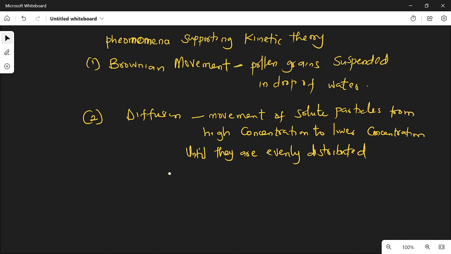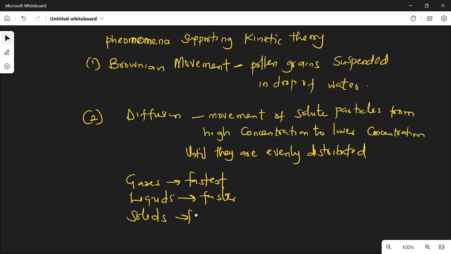And diffusion in gases is faster than in liquid. So the rate of diffusion in gases is the fastest. In liquids, it is fast. In solids, it is slow.